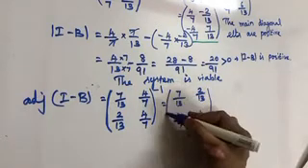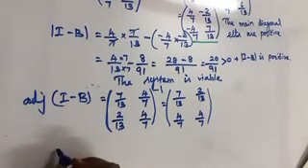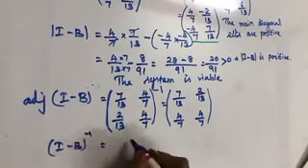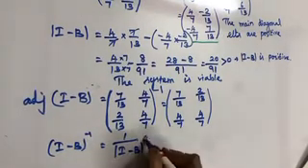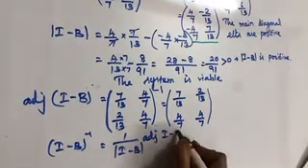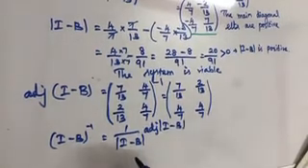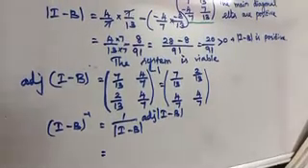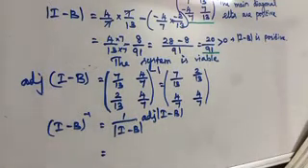This is the adjoint. Now we'll write the inverse matrix. (I minus B) inverse is equal to 1 divided by the determinant of (I minus B) into the adjoint of (I minus B). So what is the determinant value of I minus B? That is 20 divided by 91, right? This is the determinant value.